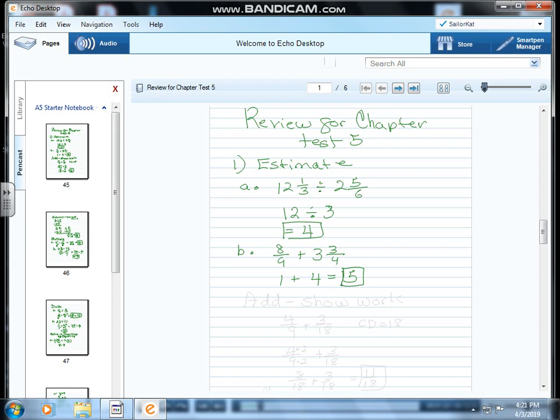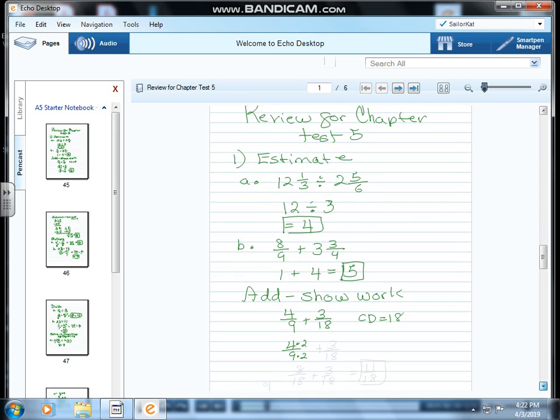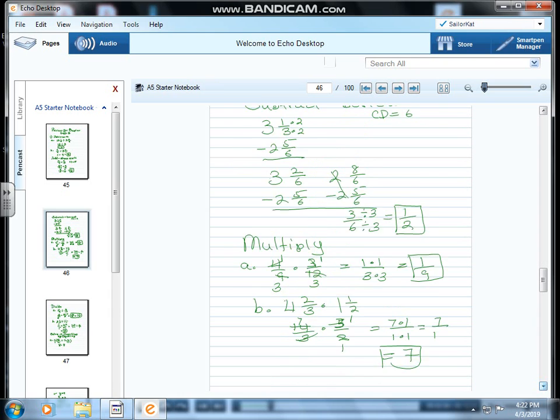The second thing you need to know is how to add fractions, showing all work. For instance, if you have 4/9 plus 3/18, you're going to show how to make like fractions. 18 is my common denominator, and if I take 4/9 and times 9 by 2, I'll get 18, and I have to do the same to the numerator. So I end up with 8 over 18 plus 3 over 18, which is 11 over 18. And that is in simplest form, so I can box it.